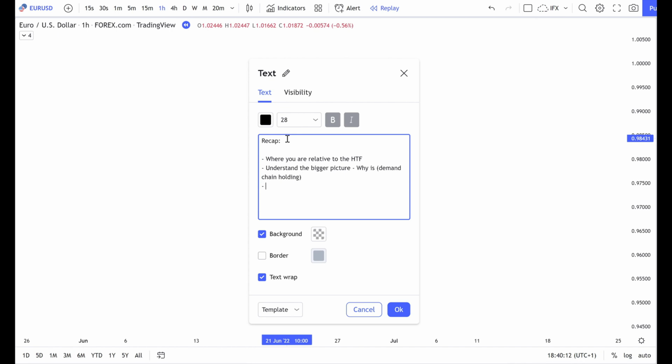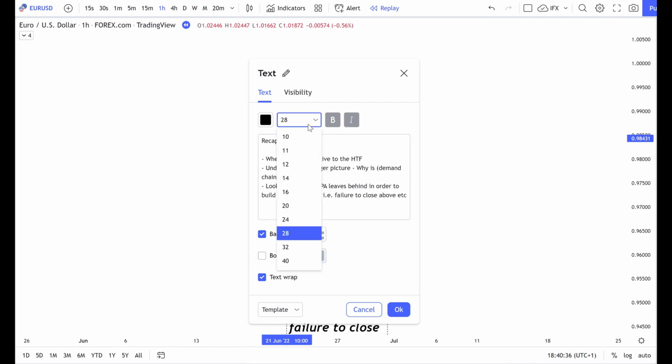Thirdly, look for clues that price action leaves behind in order to build your next move, so essentially to build confluence for your trade, i.e., failure to close above, etc. I'm not going to go into every single thing that we mentioned. So look for clues, look for things that price is leaving behind, and use all of that to build a relatively strong story for the trade that you're taking.